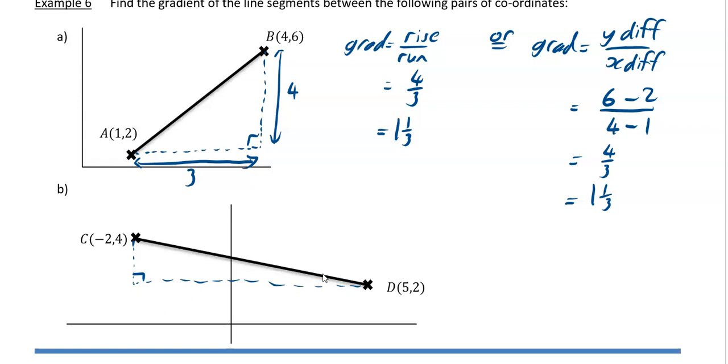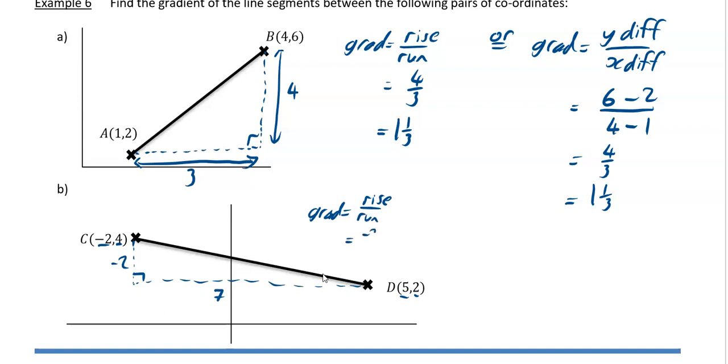So my rise, I'm at 4 here, and I go down to 2. So my rise really is I've gone down 2, so it's -2 really. My run is I'm at -2, and I go up to 5. So from -2 to 5 is 7. So I could say my gradient in this one is my rise over run.